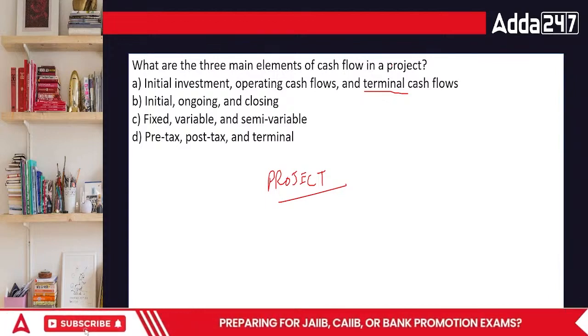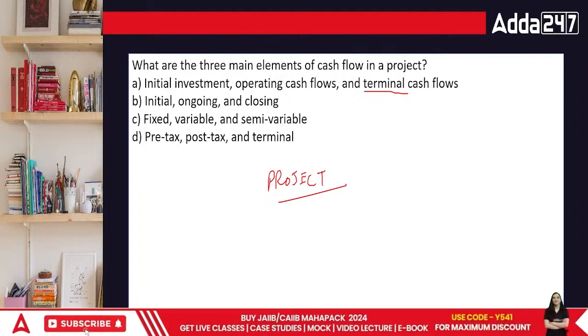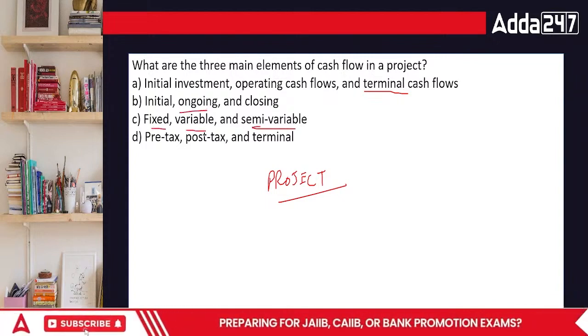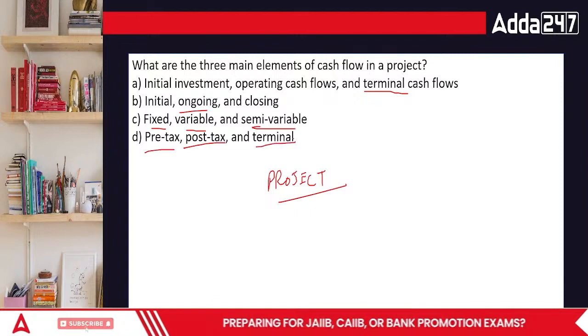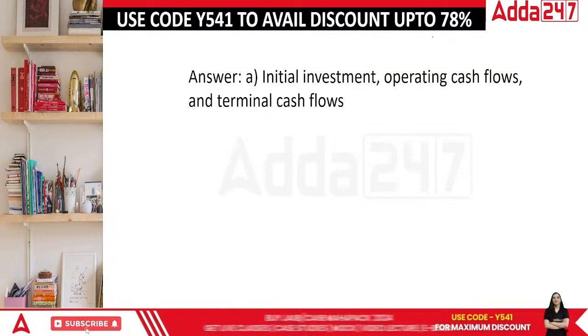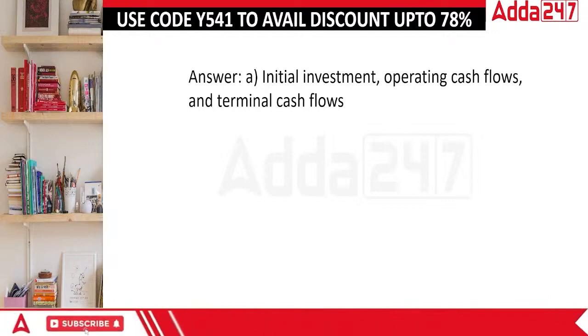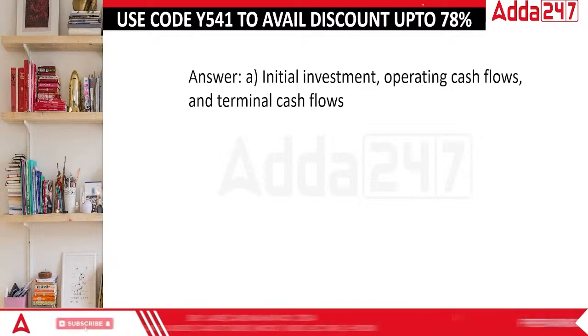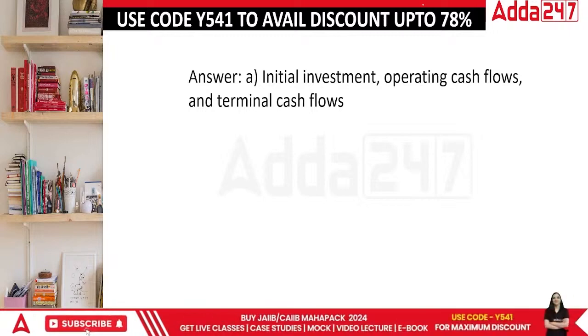So according to you, what should be the answer? Initial, ongoing, closing, fixed, variable, semi-variable, pre-tax, post-tax, terminal. So I think I've given the answer already, isn't it? That is initial investment, operating cash flows, as well as terminal cash flows. Done?